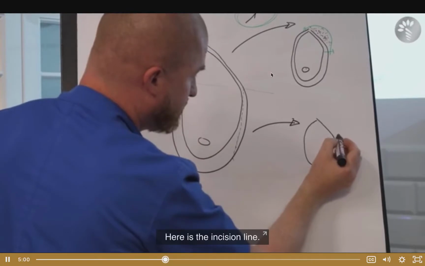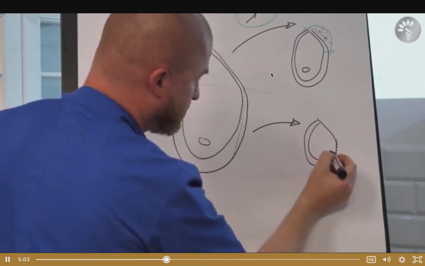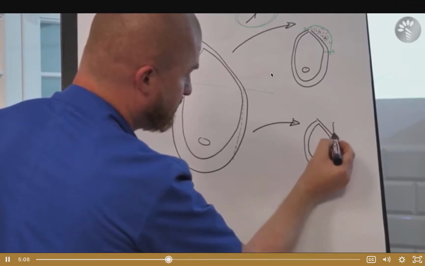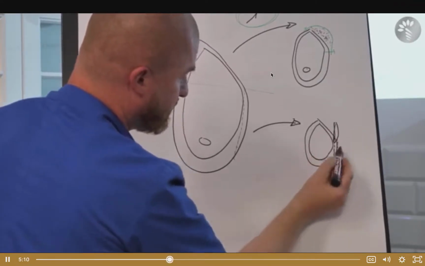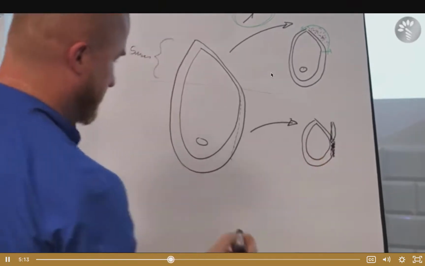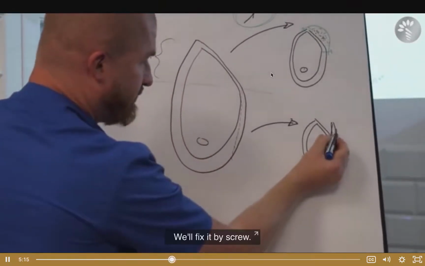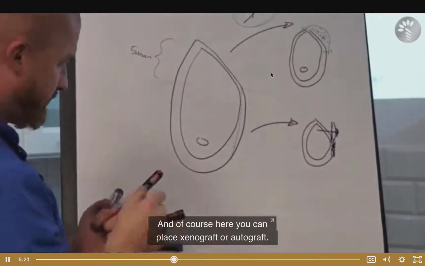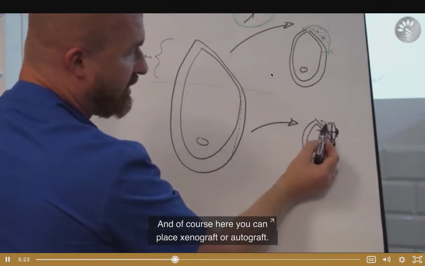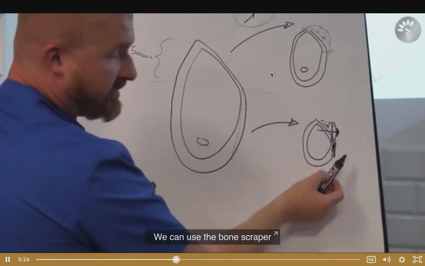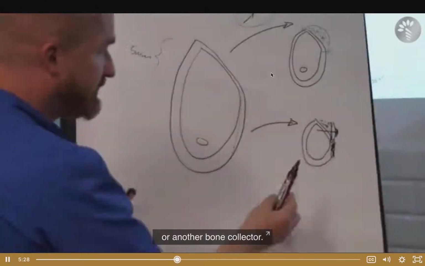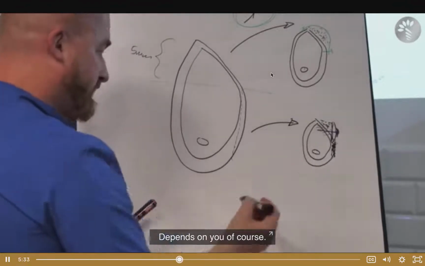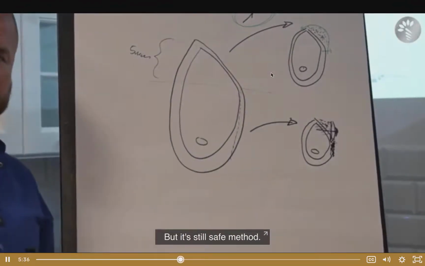Here is the incision line. Here. And that plate is moved here. Here is empty. We fix it by screw. And of course, here you can place xenograft or autograft. We can use a bone scraper or another bone collector. We can do decortication here. It depends on you, of course. But it's still a safe method.